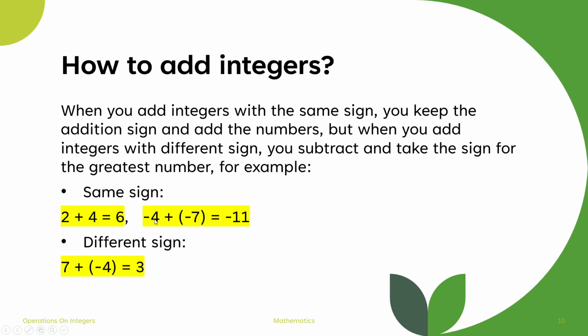-4 plus -7 equals -11. The same thing. -4 and -7 have the same sign, but with different signs, 7 plus -4 equals 3. You find the absolute value of the two numbers and then change from addition to subtraction.